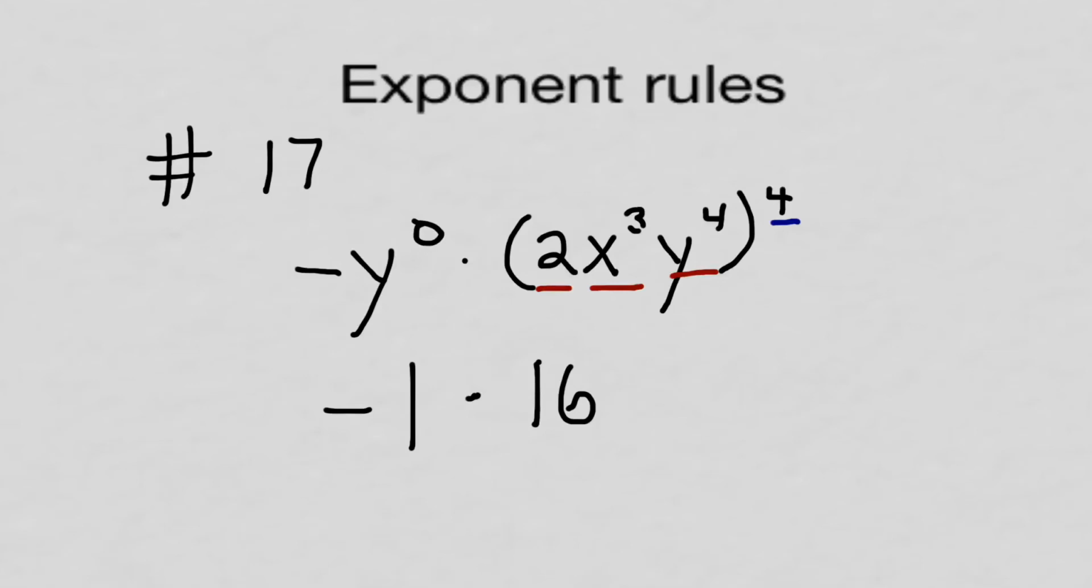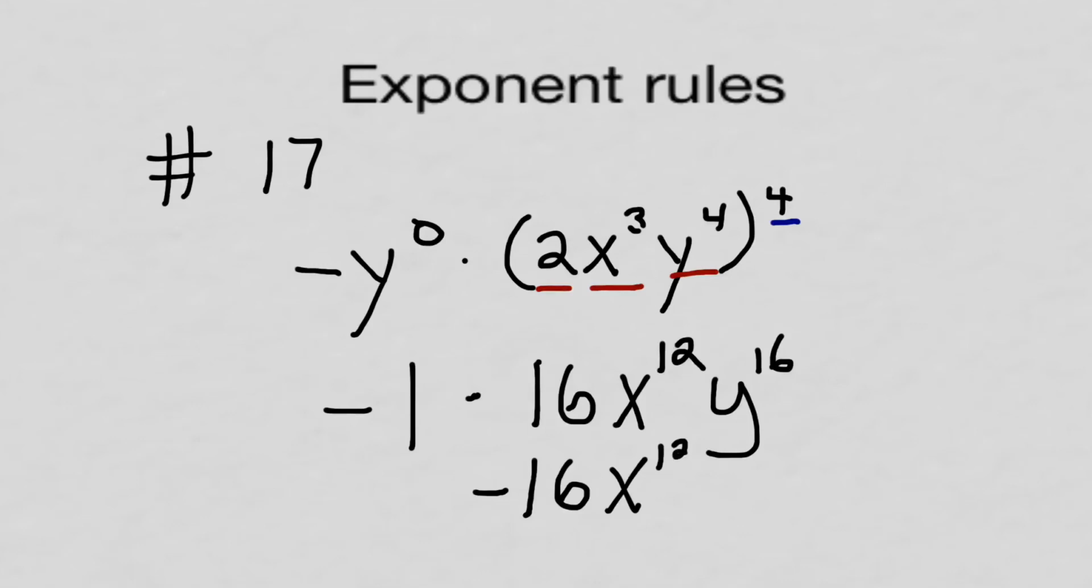x cubed to the 4th power is going to be x to the 12th, multiplied exponents. y to the 4th to the 4th power is going to be y to the 16th. All right, the negative 1 out in front, all that does is make the 16 negative. Bring down the x to the 12th, y to the 16th, and I'm done.